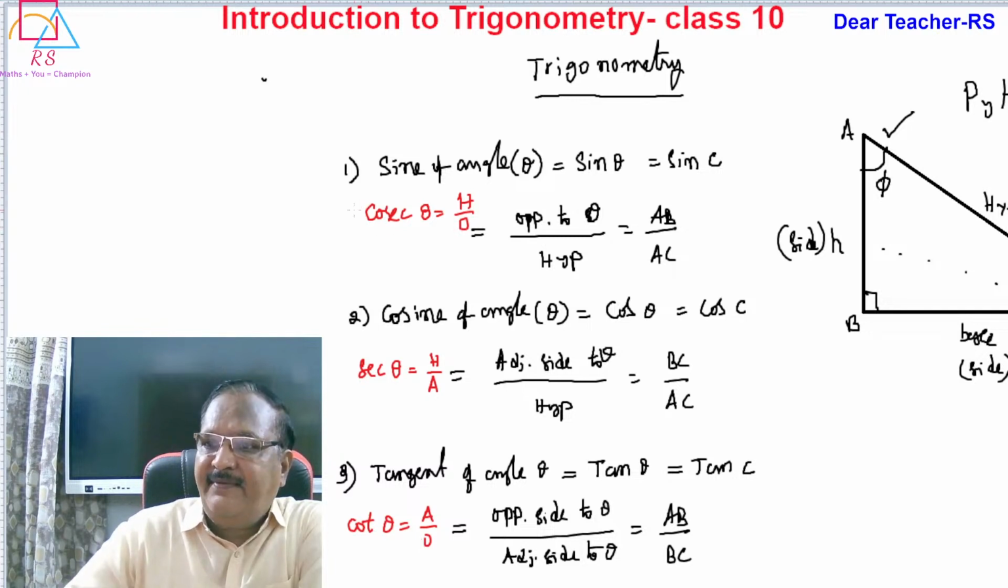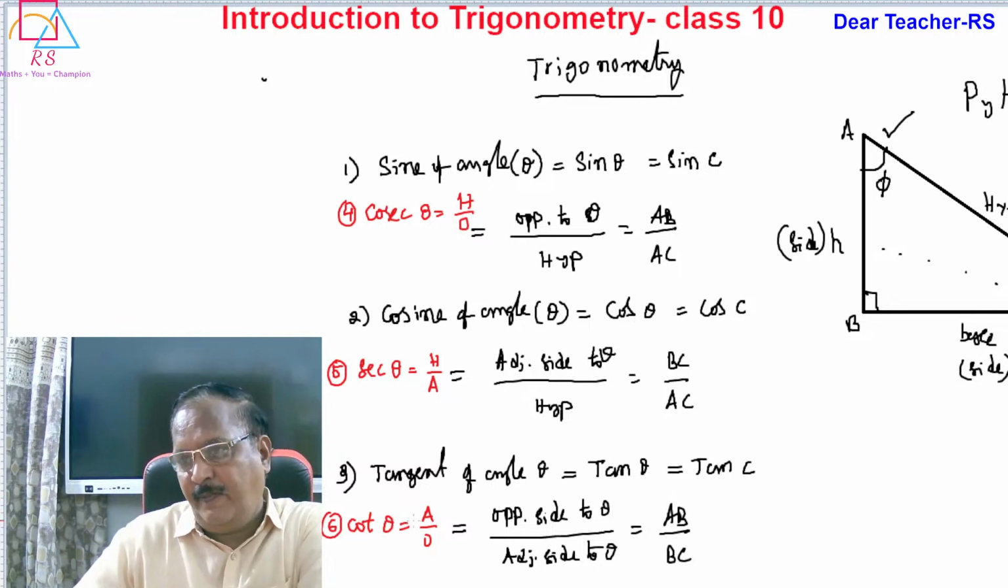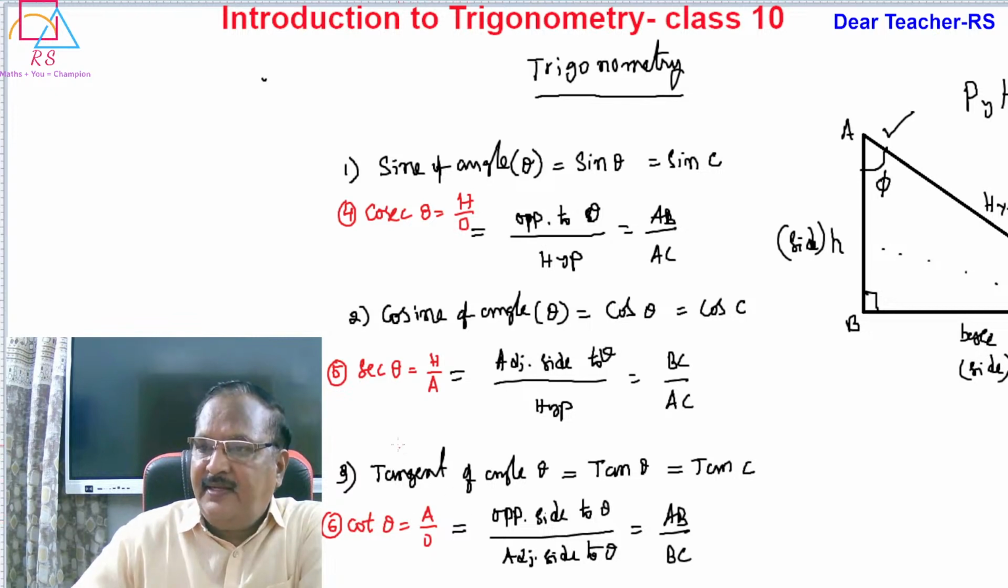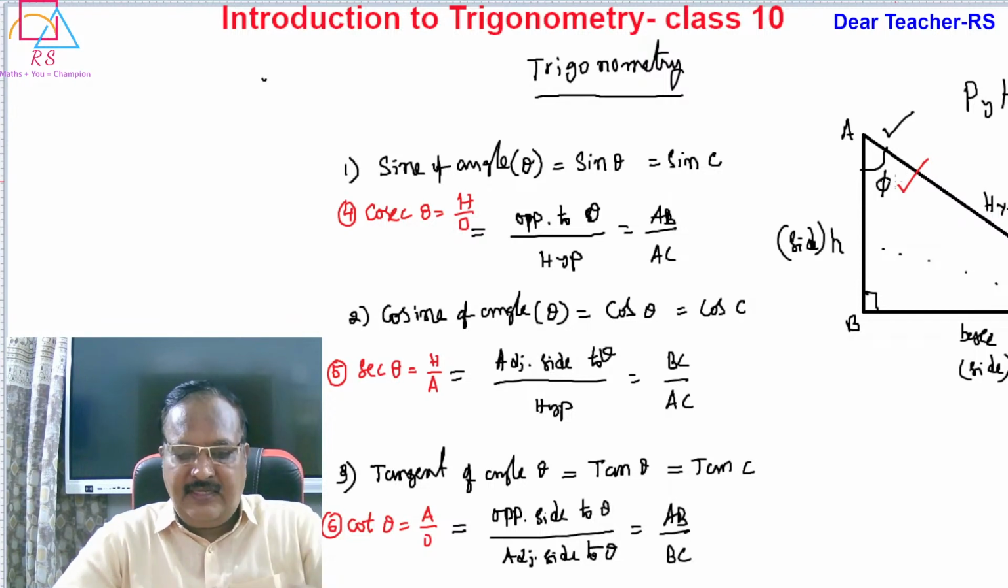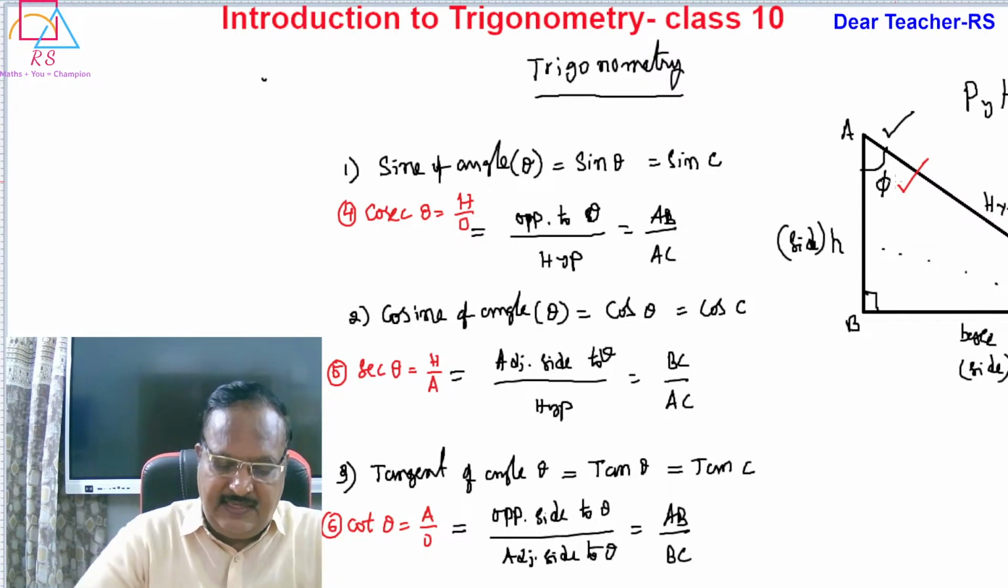So we have 3 more ratios. The fourth ratio is the reciprocal of sine, the fifth ratio is the reciprocal of cosine, and the sixth ratio is the reciprocal of tangent. Total 6 ratios are there. So now I have defined all these ratios with respect to theta. I want you to define all these ratios with respect to pi, write it, and send it to me.